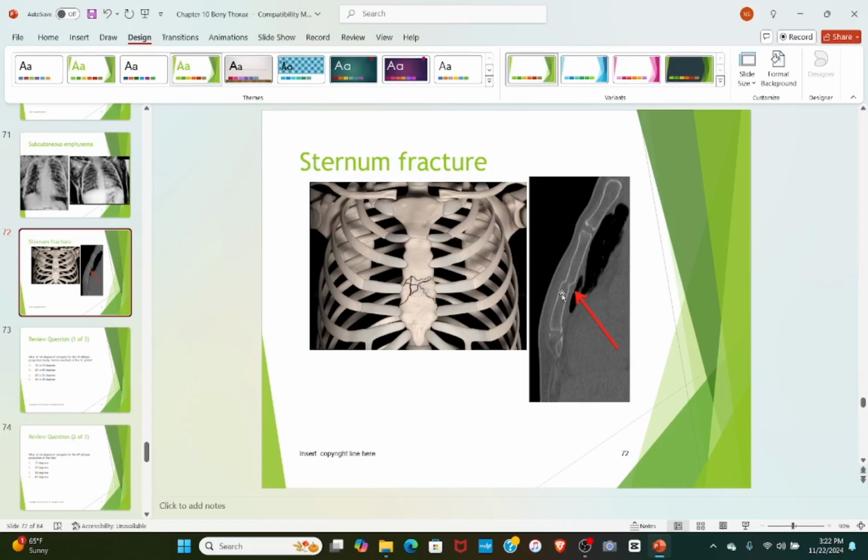So try to move the patient as little as possible. Try not to have the patient bending over, especially forward. A sternal fracture is just really unbearable. So this finishes up the bony thorax.